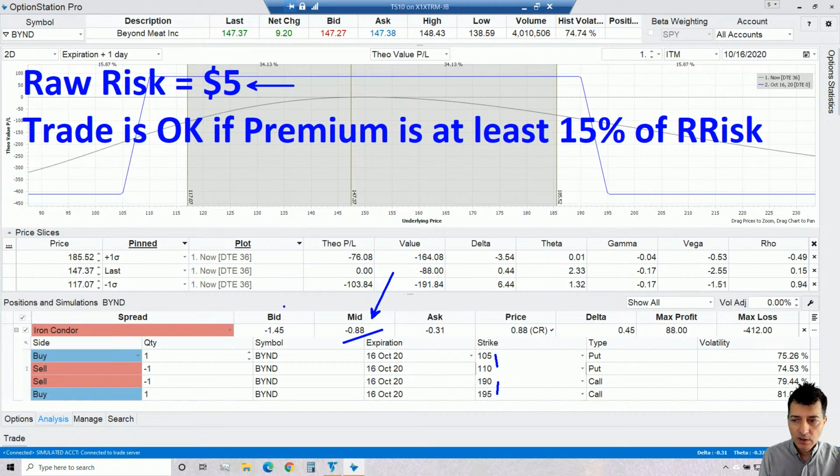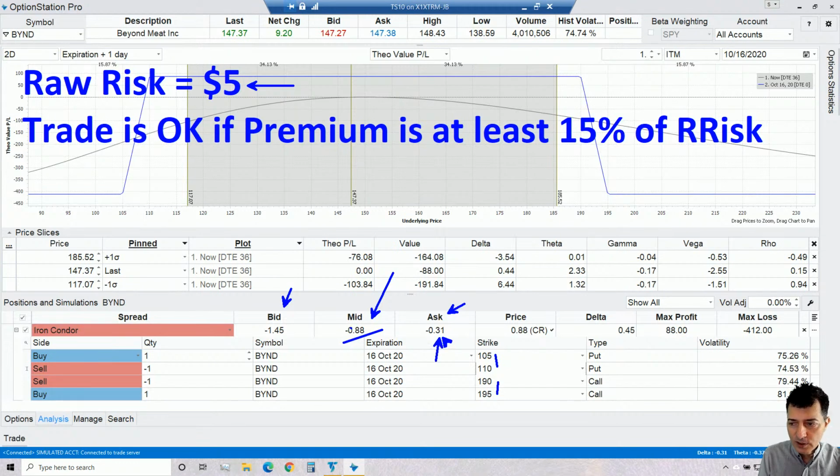Now, careful, the bid is 45, the ask is 1.31. So if you do this trade at market, you will get paid 31 cents. So please, please, please, no one does this trade at market because you're gonna leave so much money on the table. That would be absolutely crazy. Okay, so don't do it. Beyond Meat seems to be an okay trade, but it is not the most liquid stock in the market. Okay, so please keep that in mind. Don't do this trade at market.